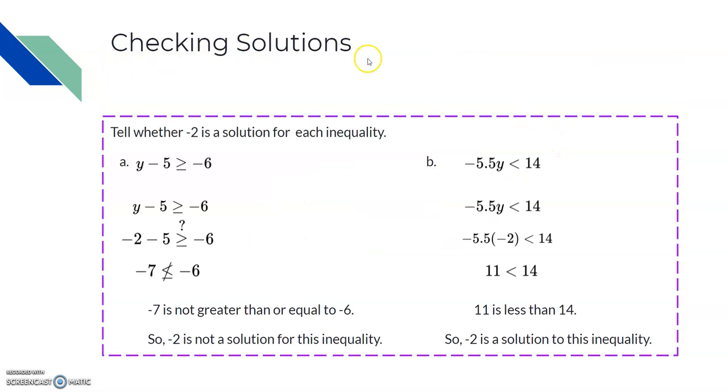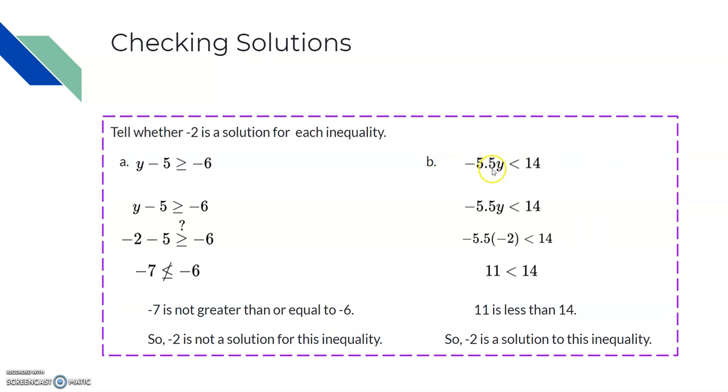Alright, so that's just simple. Now we're going to be looking at checking solutions. Tell whether minus 2 is a solution for each inequality. We're going to substitute, basically. Y minus 5 is greater than or equal to minus 6, and then we have the question mark here. Now we substituted it. Minus 2 minus 5 is greater than or equal to question mark minus 6. We get minus 7 is not greater than or equal to minus 6. So therefore, minus 2 is not a solution for this inequality.